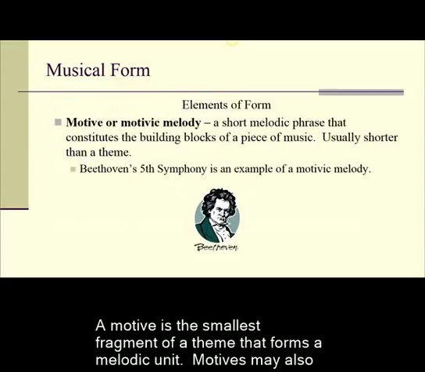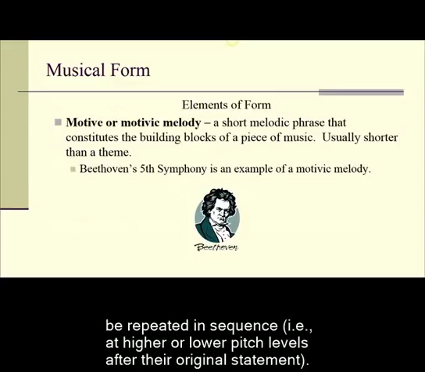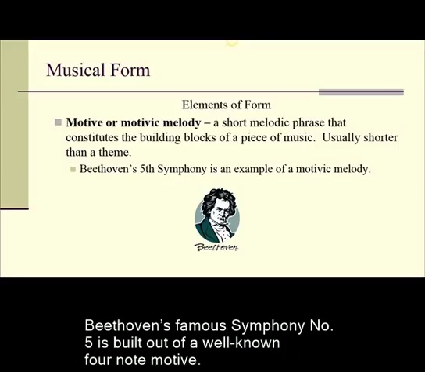A motive is the smallest fragment of a theme that forms a melodic unit. Motives may also be repeated in sequence, for example at higher or lower pitch levels after their original statement. Beethoven's famous Symphony No. 5 is built out of a well-known 4-note motive.